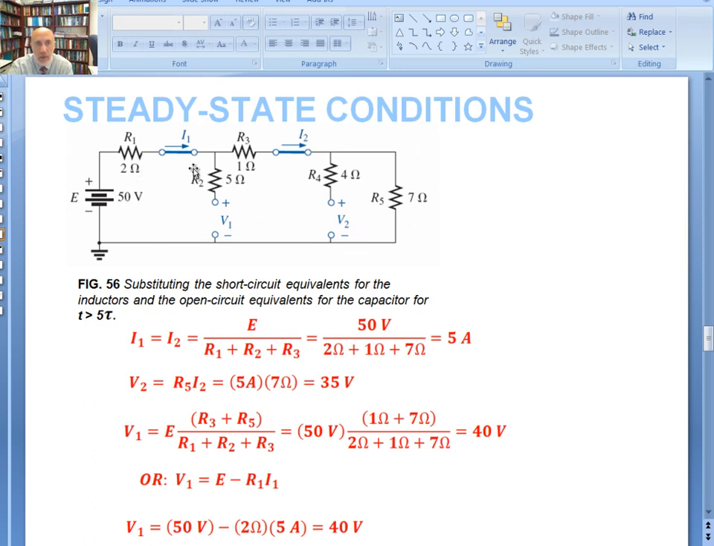So it'd be 50 divided by 2 plus 1 plus 7. That's a total of 10 ohms. So 50 divided by 10 gives you 5 amps. That's the current I1, and the same as the current I2.